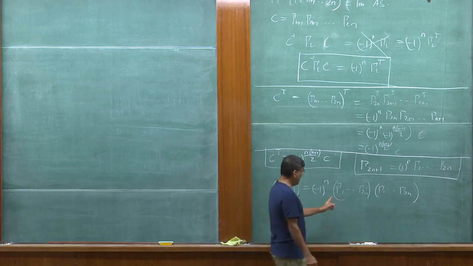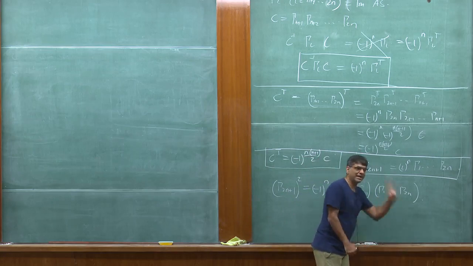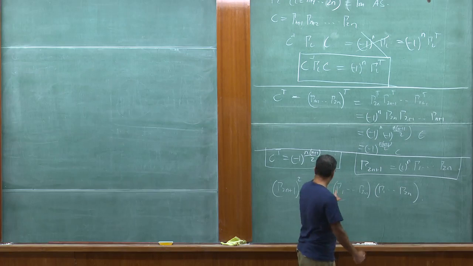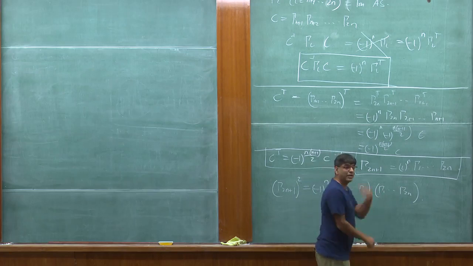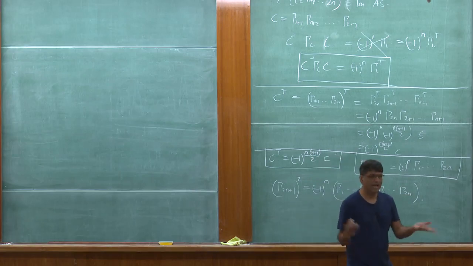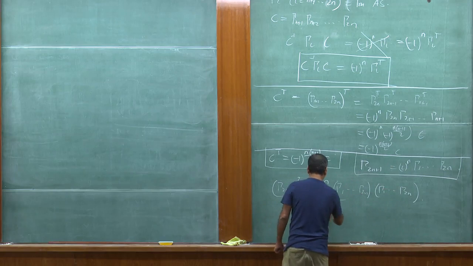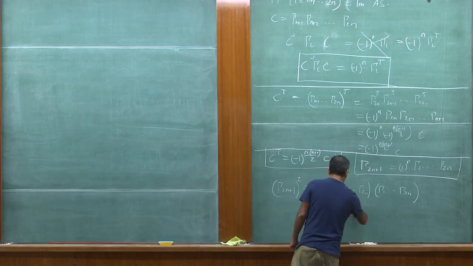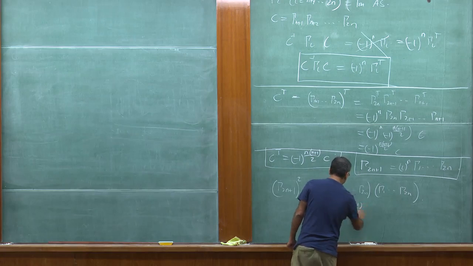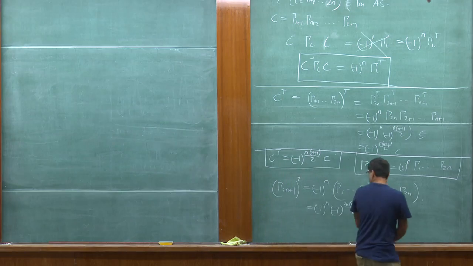Now my trick is going to be this. I'll take gamma 1 through all of these to hit this gamma 1, and then I get 1. Then I take gamma 2 through all of these to hit this gamma 2, and then I get 1. And so on. The first one I have to take through 2n minus 1 of them, but then the next one I have to take through 2n minus 2, and so on. So this is the same as minus 1 to the power n times minus 1 to the power 2n times 2n minus 1 divided by 2.